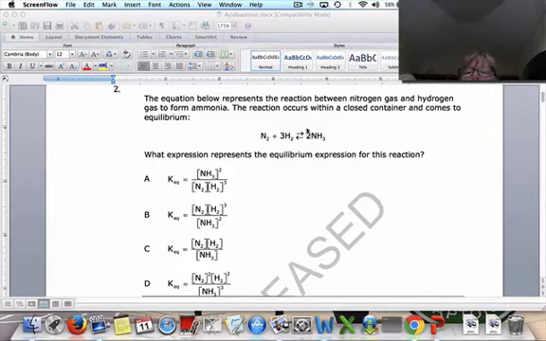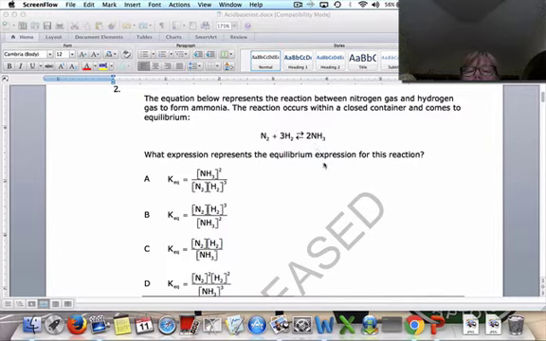The coefficient out front, the 2, is what you raise it to. So you've got the products divided by the reactants, which is nitrogen and then hydrogen, and those are multiplied together, not added together. And then since the hydrogen has a coefficient of 3, you raise it to the third power. And so in this particular question, the correct answer was A. K was ammonia squared divided by nitrogen times hydrogen cubed.